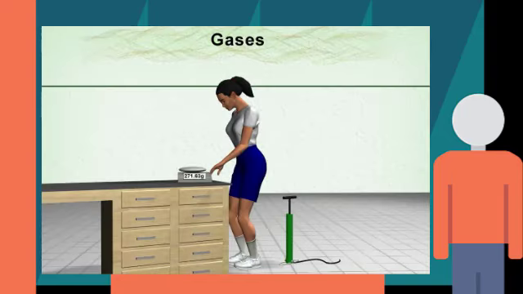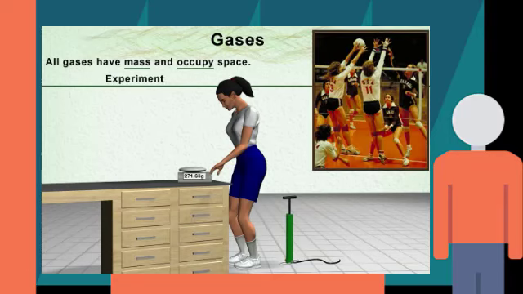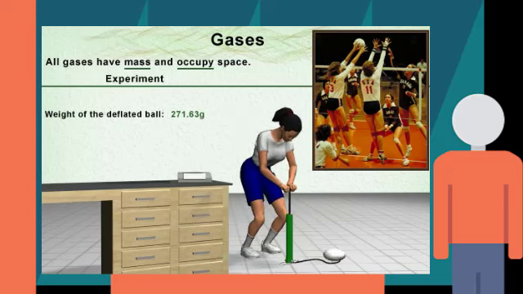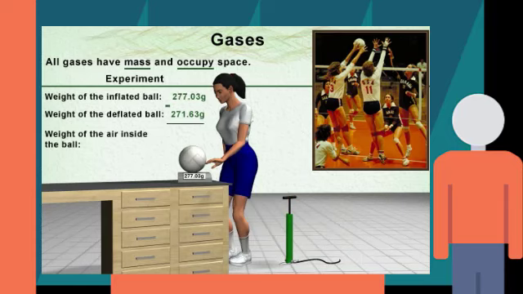Before starting an in-depth study of gases, it is important to understand that gases are a form of matter, and therefore they have mass and occupy space. A couple of simple experiments can be done to convince you that gases do indeed have mass and occupy space. To show that gases have mass, weigh a deflated volleyball on a sensitive balance. Fill it with air, and then weigh the inflated volleyball. The weight of the air inside the volleyball can be found by subtracting the weight of the deflated ball from that of the inflated one.